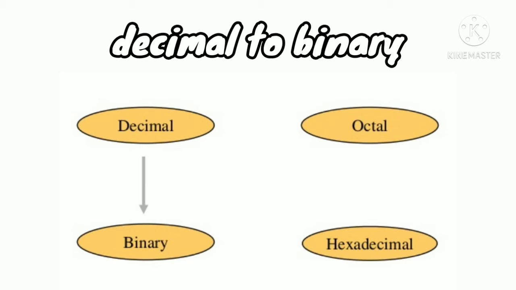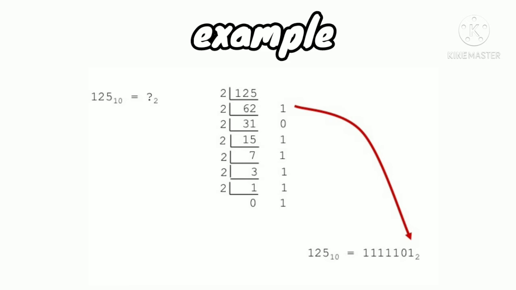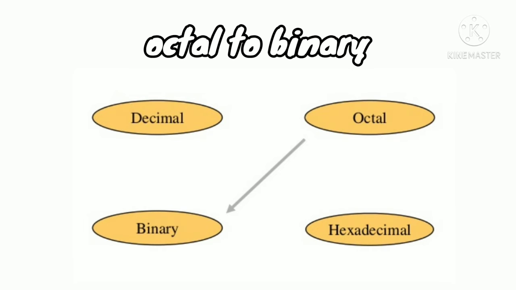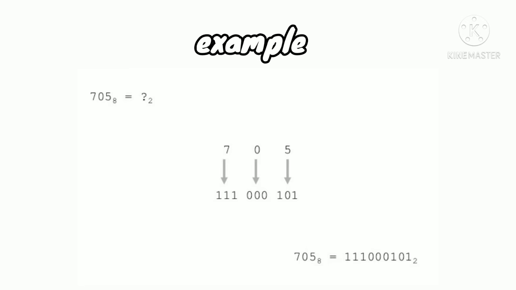The conversion of decimal to binary. To convert decimal to binary, divide by 2 and keep track of the remainder. The first remainder is bit 0 and then the second remainder is bit 1, etc. Here is the example in which decimal is converted into binary. The conversion of octal to binary. To convert octal to binary, convert each octal digit to a 3-bit equivalent binary representation. This is the example in which octal is converted into binary.